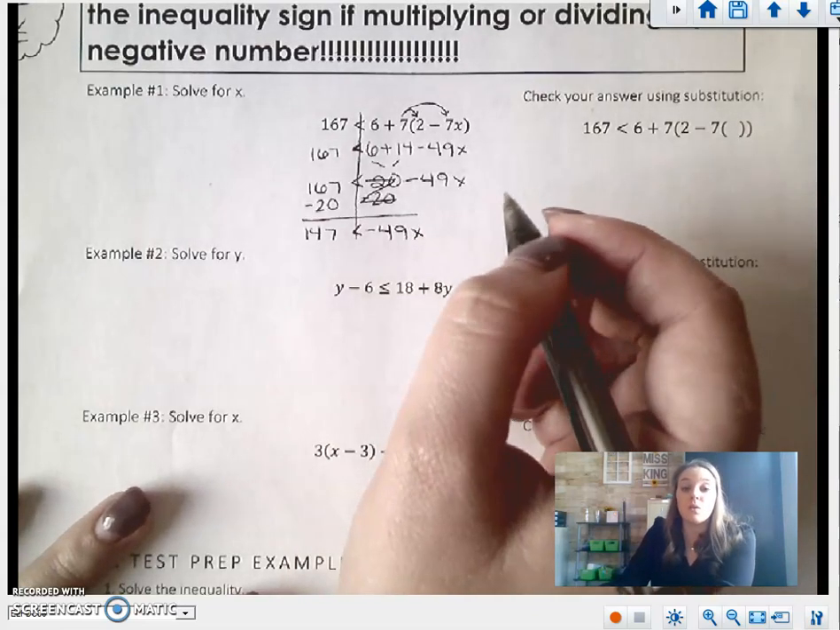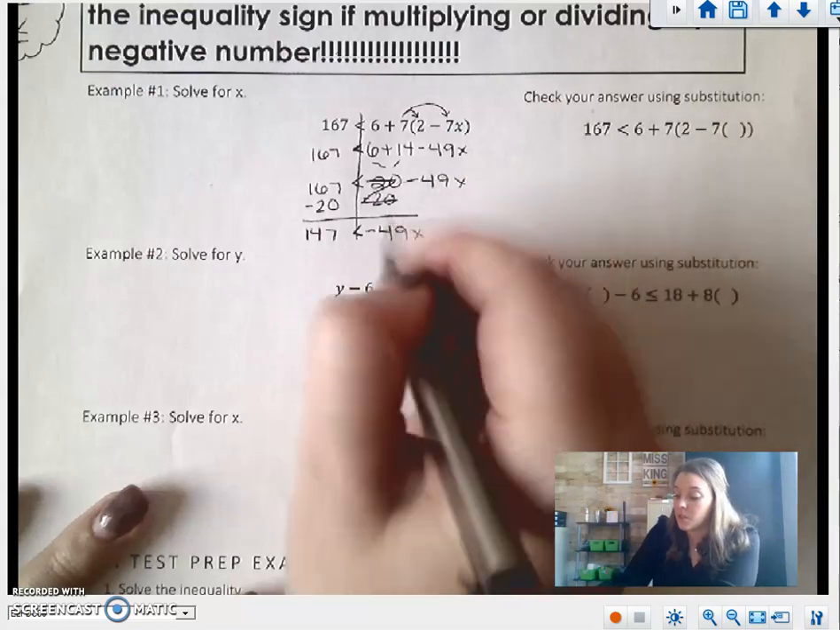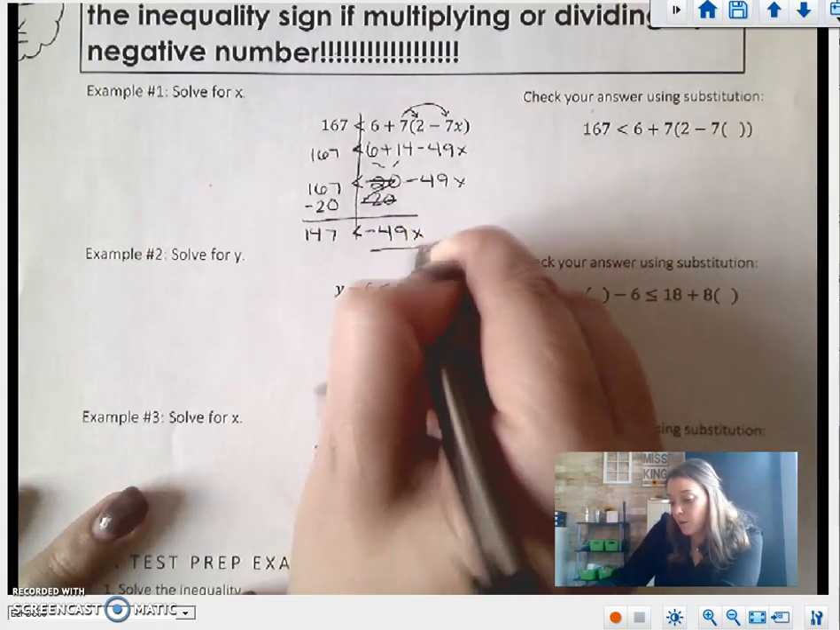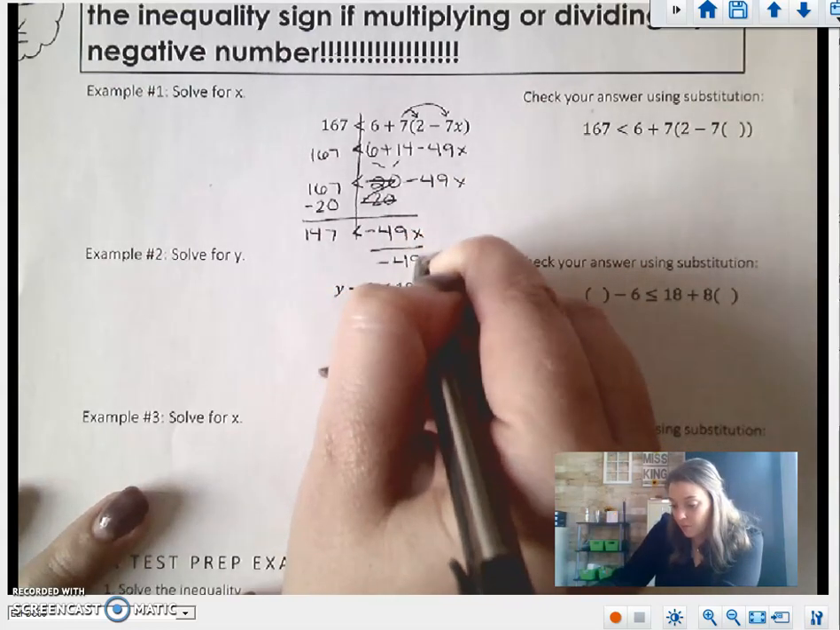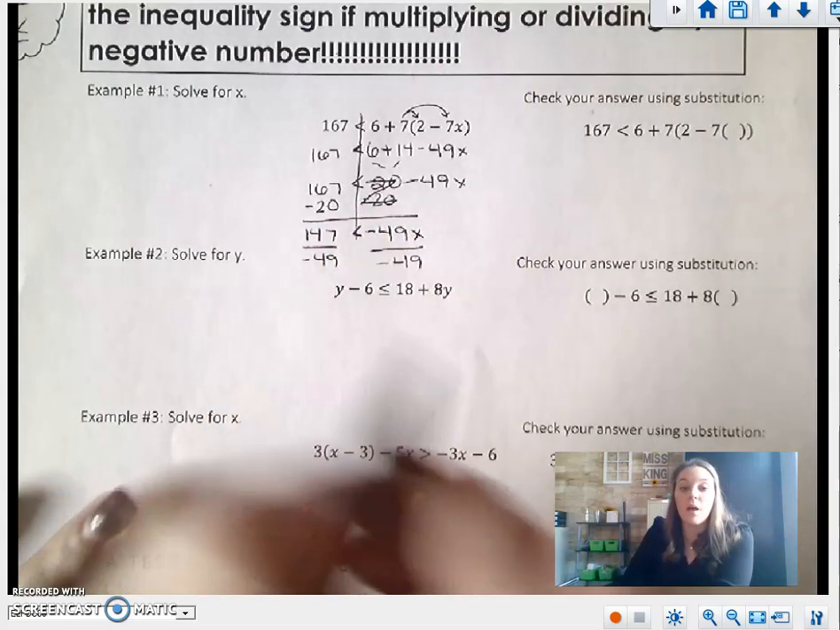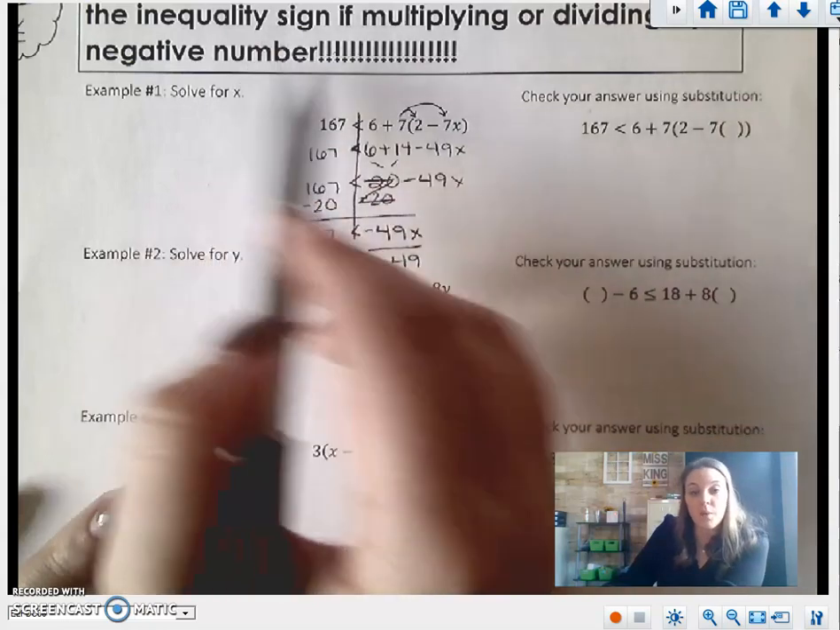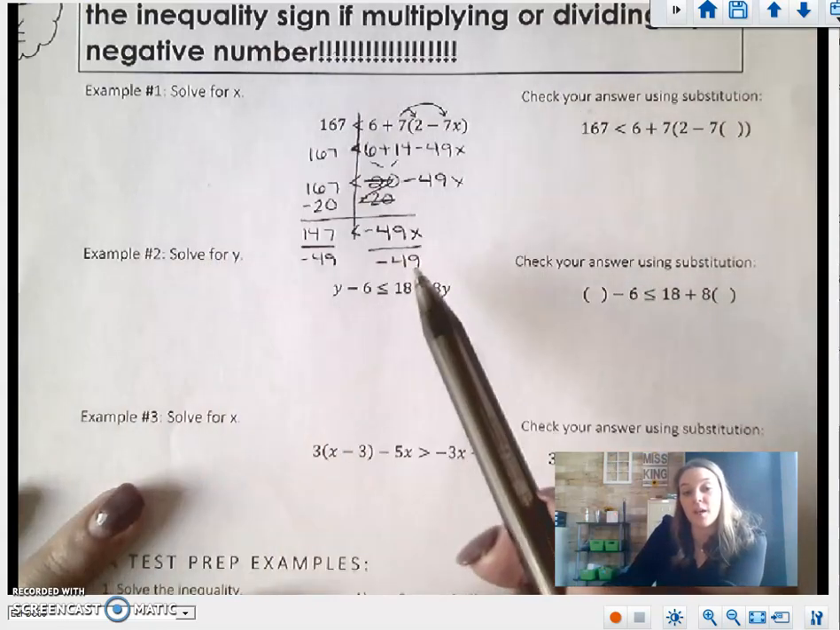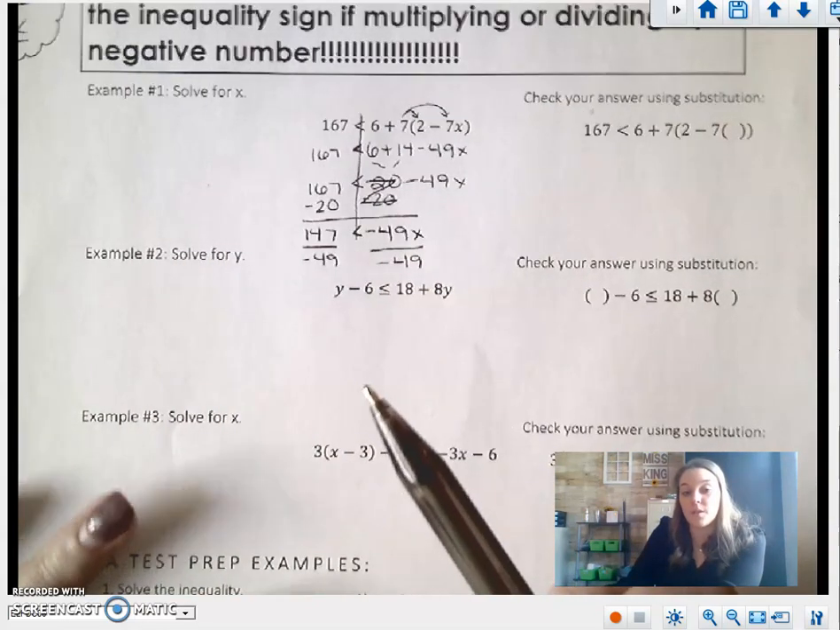Similar to when we were solving equations, my last step is going to be to divide. So I'm going to divide by a negative 49. Negative 49. And a little bell should be going off in your head because we read up here, if you multiply or divide by a negative number, you need to flip your sign.